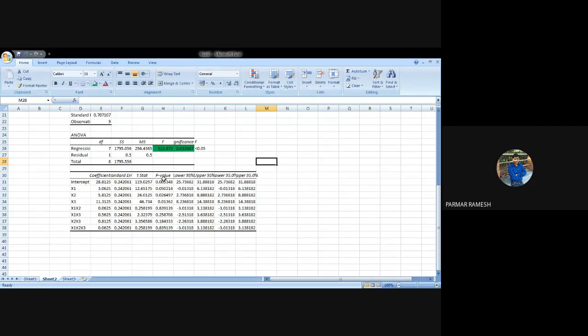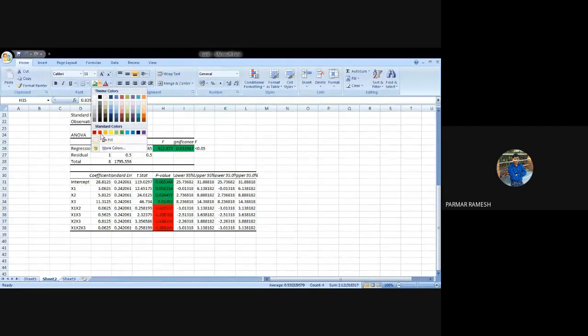For p value also the same things apply. P value should be as low as possible. It should be less than 0.05. Now there are a few factors in which the p value is greater than 0.05. Say these are the factors in which the p value is greater than 0.05. For x1 also it is greater than 0.05, but normally we cannot omit the main effect.